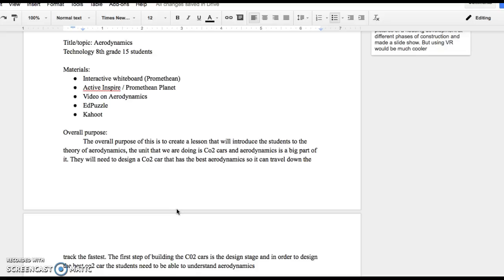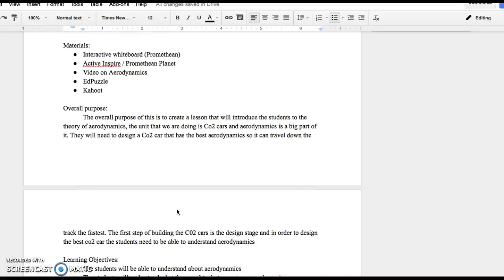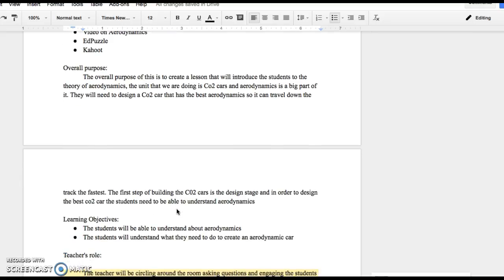The overall purpose of the lesson is to help the students design and build CO2 cars eventually. CO2 cars are little race cars that race down a track powered by compressed air. Aerodynamics is a very important part of this because, with the aerodynamics, students learn that realistically a brick does not go as fast or as far as a bullet does, just because of wind resistance, so forth and so on. So they need to understand that. They need to understand they need to have a sleek, kind of a pointy car.